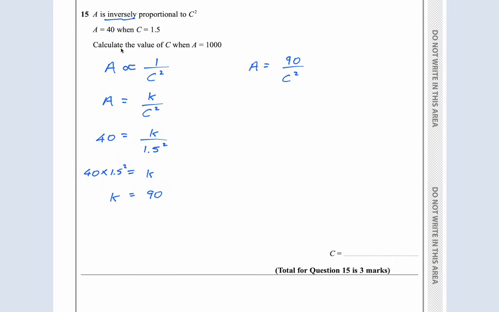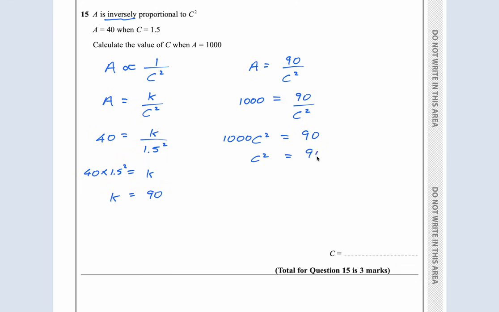And then it says find the value of C when A is 1,000. Okay, so there's a bit of rearranging here, guys. We're now going to sub 1,000 in for A. So A is 1,000, and we're going to try and find C. So it's 90 over C squared. The way to do this is multiply across. C squared, well, 1,000 C squared. Let's do that step first. So I do this times this equals 90. Multiply across. Then I divide by the 1,000.